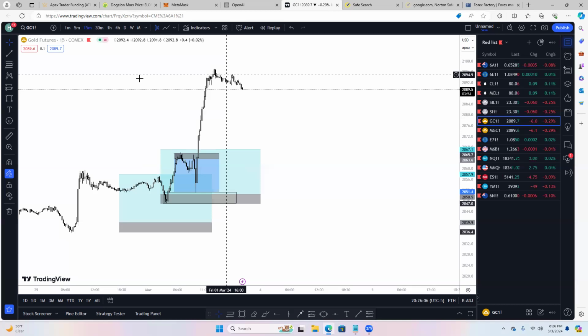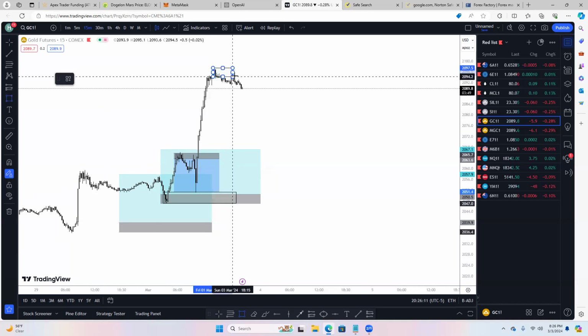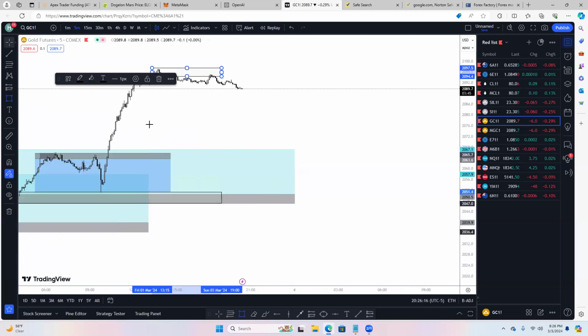Oh, look at this. This is clean. This is the price action we're talking about. This is the price action you've got to look for, because on a 5 minute this is a nice break of structure.